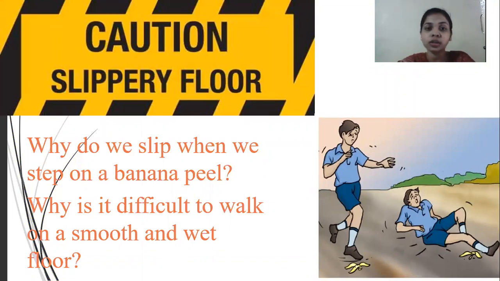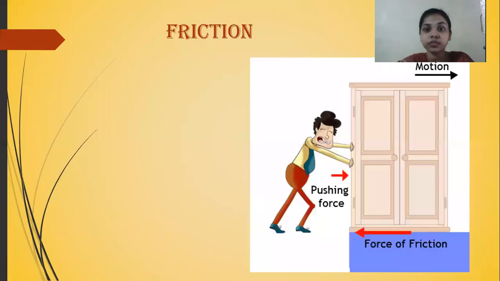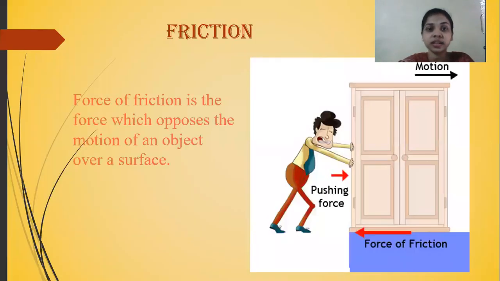So why do all these things happen? Why can we not move smoothly on a slippery surface? Why do we fall down from a banana peel? The answer to all these questions is friction. Friction is the force which opposes the motion of an object, and only when you overcome this force are you able to move.